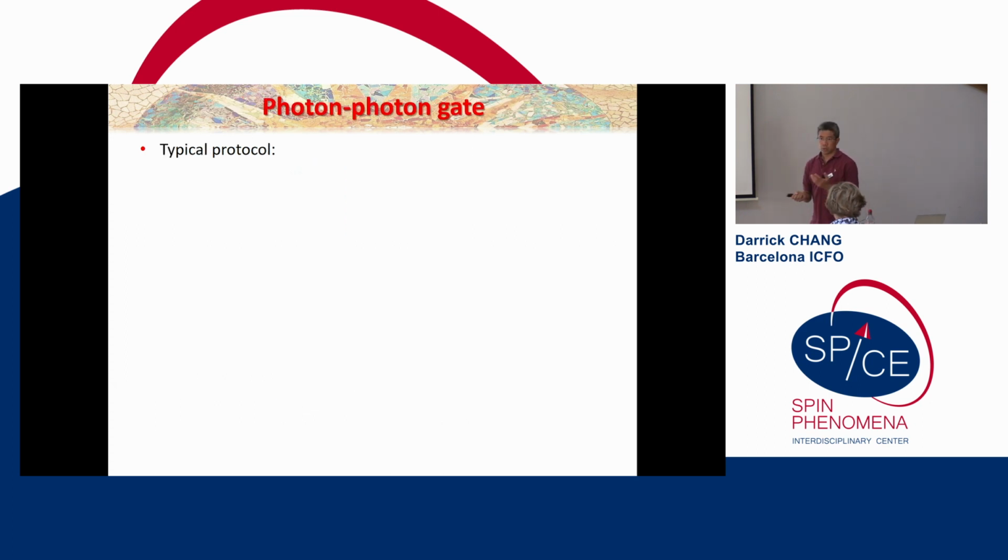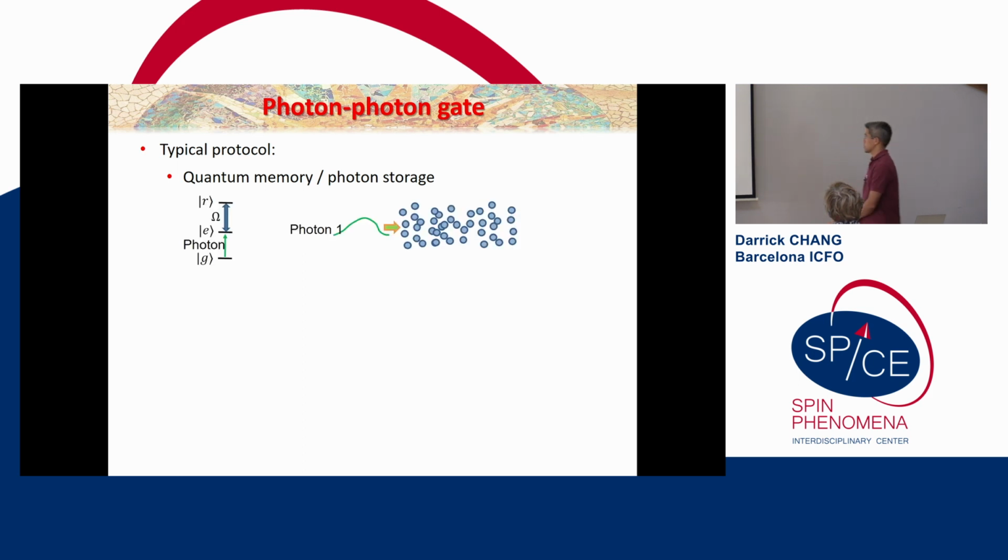So I tried to argue abstractly that optical depth is important. Let me just give a more concrete example of that. Imagine you want to implement a photon-photon entangling gate. There are different variations of protocols, but a typical one looks like this. The first step is you take your first photon and you shine it into your atomic medium, and you try to do a quantum memory or photon storage.